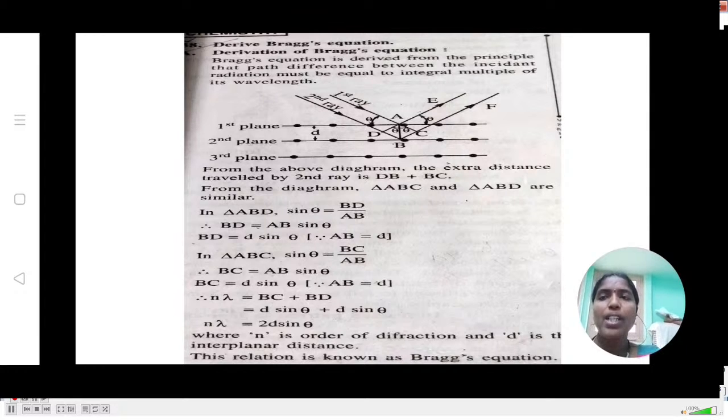Okay, in between the first and second plane is d distance. So we draw the angles. ADB is one triangle, and ABC is the second triangle. In these two triangles, theta is the angle of the triangle.